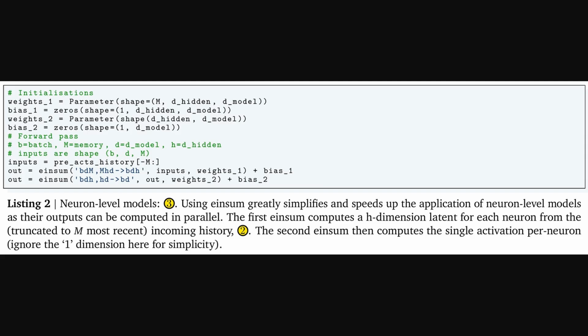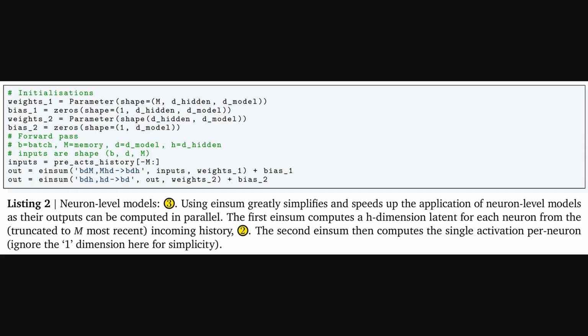Now, einsum, short for Einstein summation convention, is a very powerful way to express complex operations on multi-dimensional arrays, or tensors, like matrix multiplications and sums, all in a single, compact line of code. It's particularly good for parallel computation.